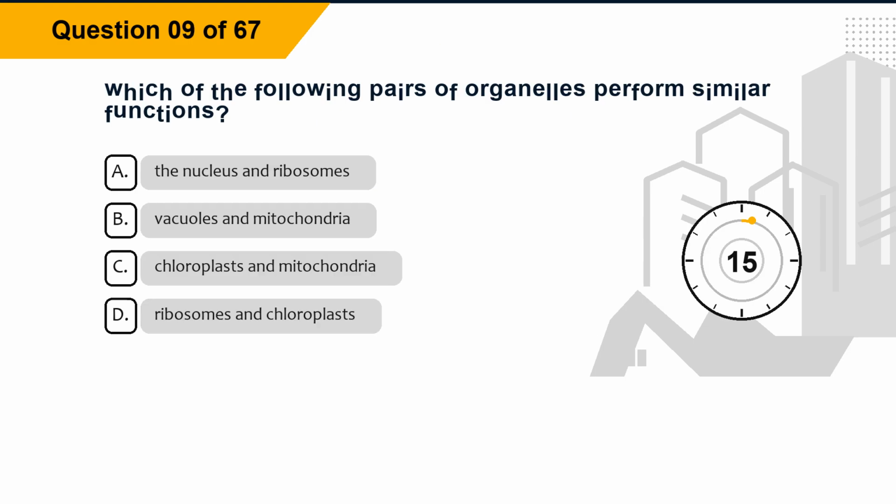Question 9. Which of the following pairs of organelles perform similar functions? Option A, the nucleus and ribosomes. Option B, vacuoles and mitochondria. Option C, chloroplasts and mitochondria. Option D, ribosomes and chloroplasts.